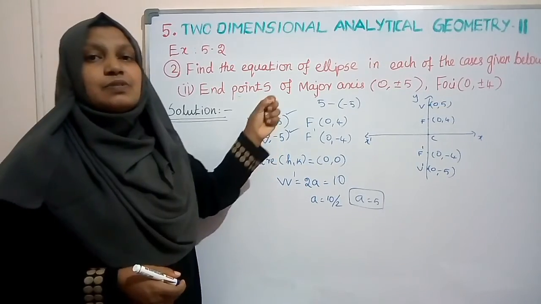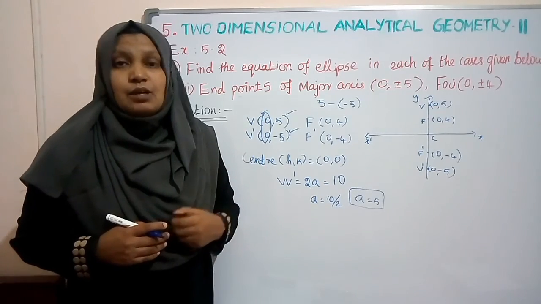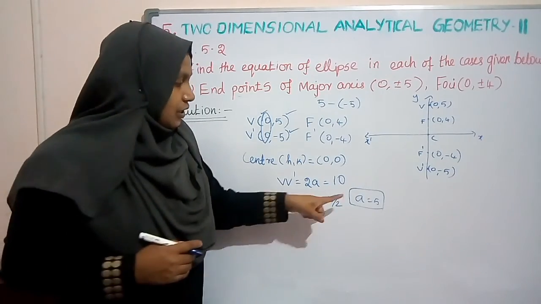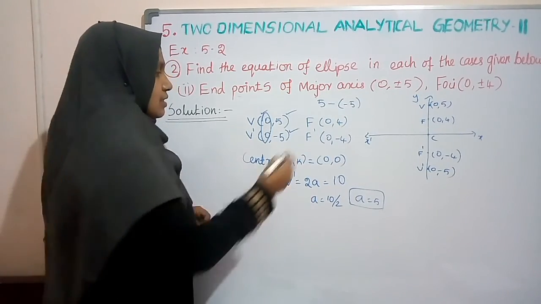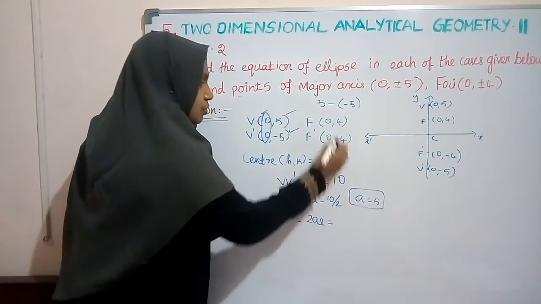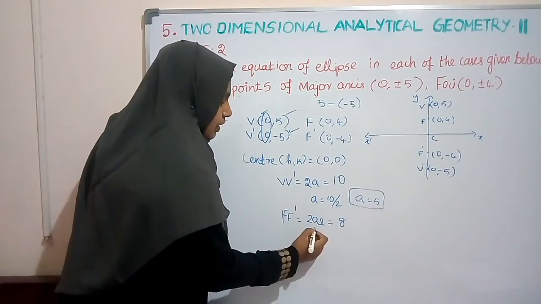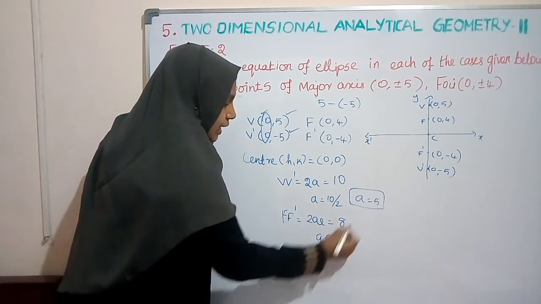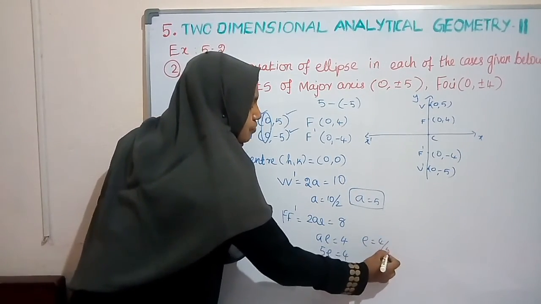Next we can find the distance between F, F dash, because to find b value we are going to apply the condition. What's the condition? b square is equal to a square into (1 minus e square). So in the condition we need a value and also the eccentricity value. To find the eccentricity we are finding the distance between F, F dash. It is 2ae. 2ae is equal to 8, 4 plus 4 gives 8. Before that we can write ae is equal to 4 and substitute a value. It is 5e is equal to 4. e is equal to 4 by 5.